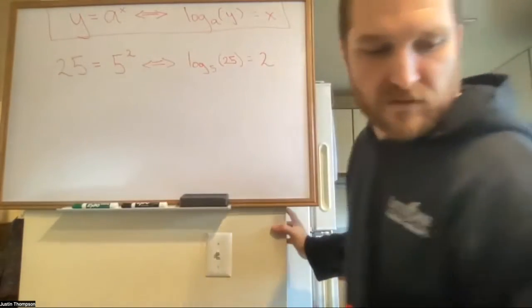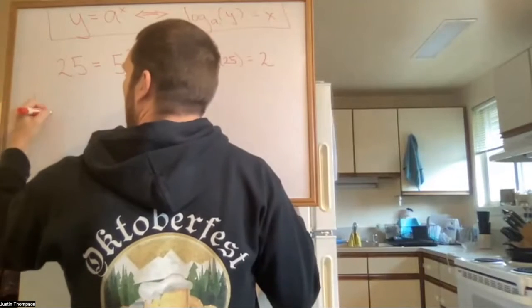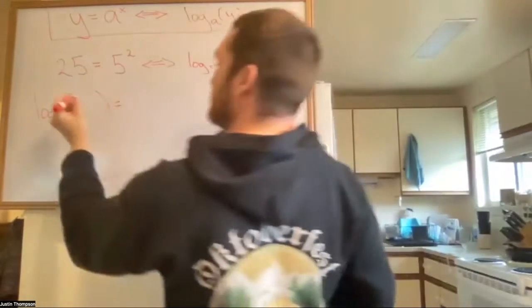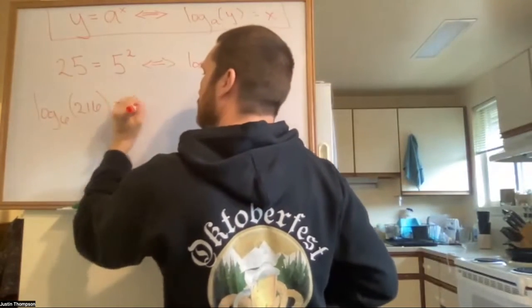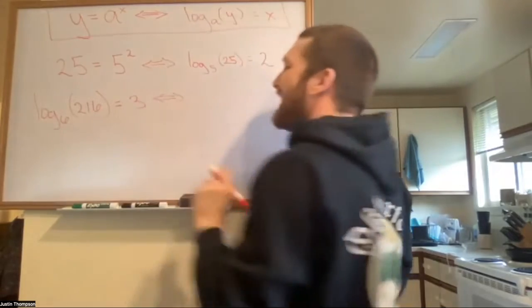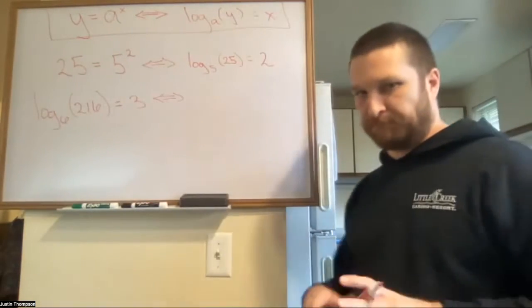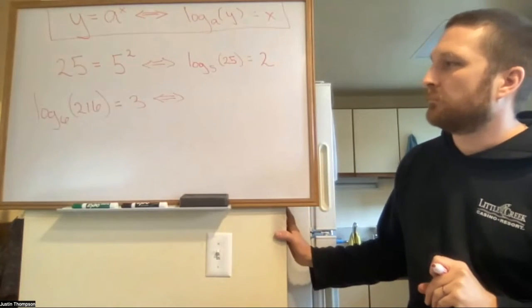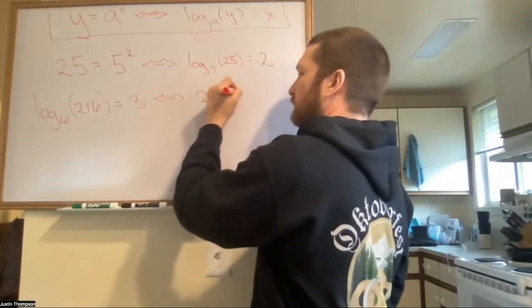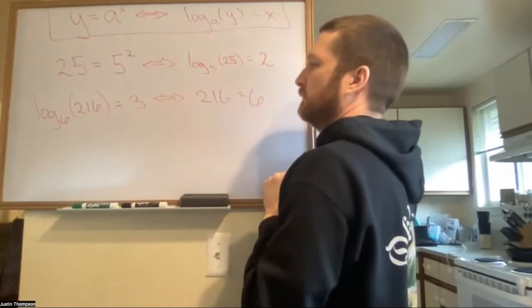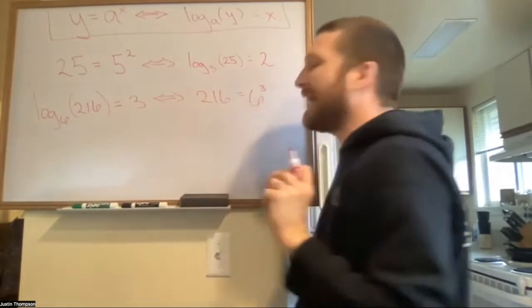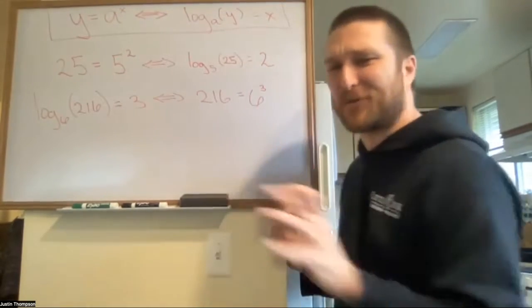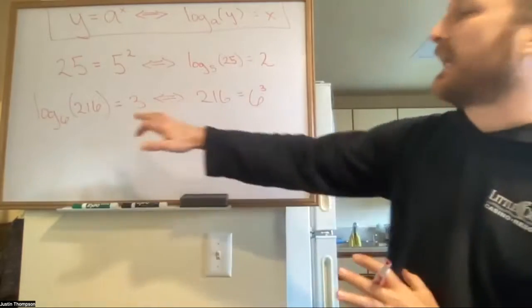Okay, let's do another one. Let's go in the opposite direction. Log base 6 of 216 equals 3. Write that as an exponential equation. Okay, so 216 equals 6 cubed. Yes. I did that one earlier, and I think that I multiplied 6 times 6 times 6 correctly. But yes, that's exactly what this means, right?